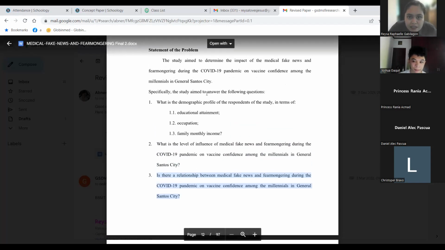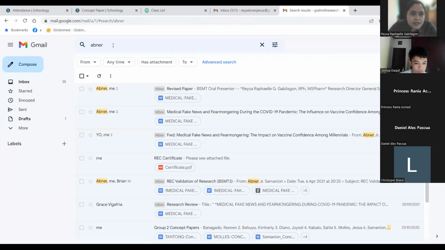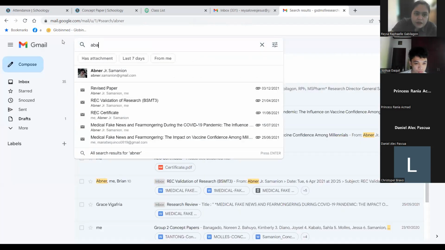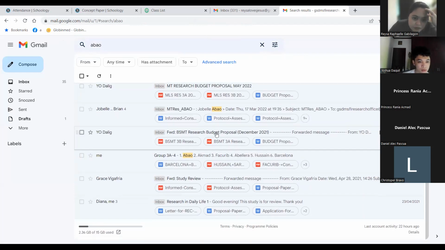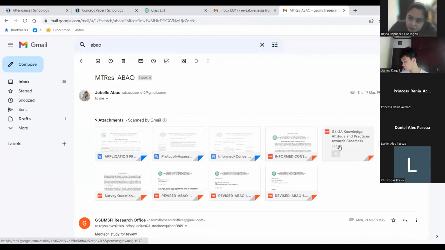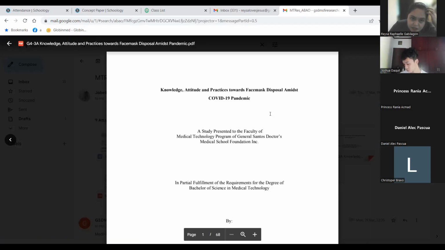So you can check on this when you're going to make your own paper na. Let's try to have other studies. I have a copy. Nasa email kasi talaga lahat ito.